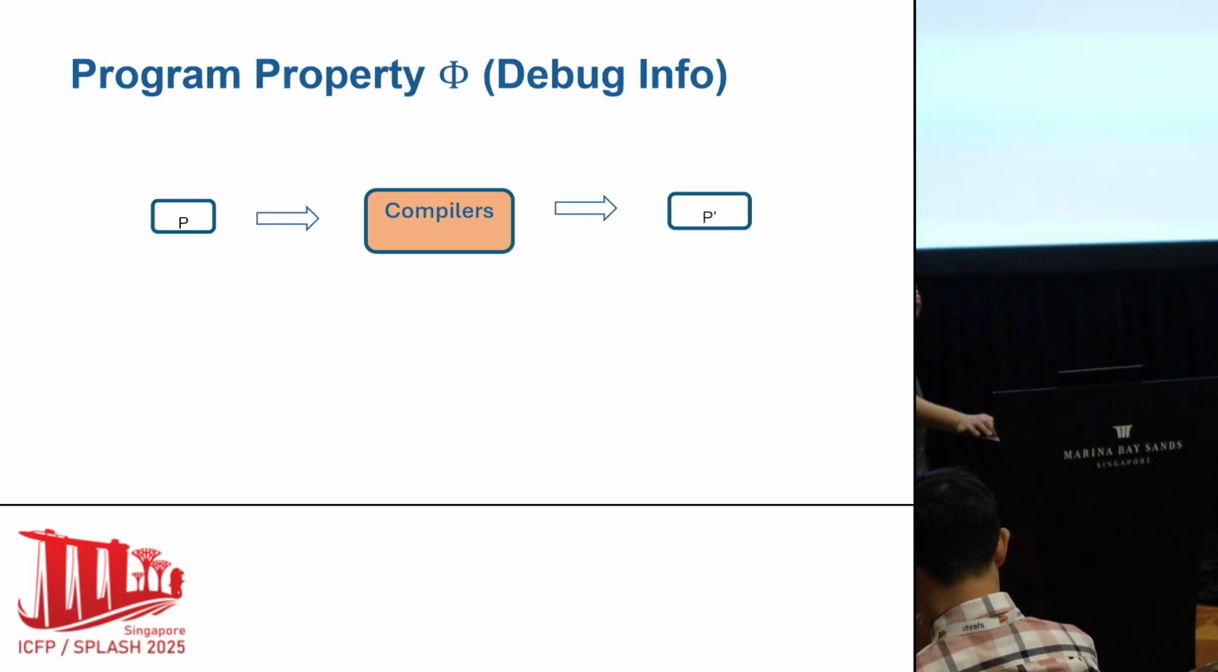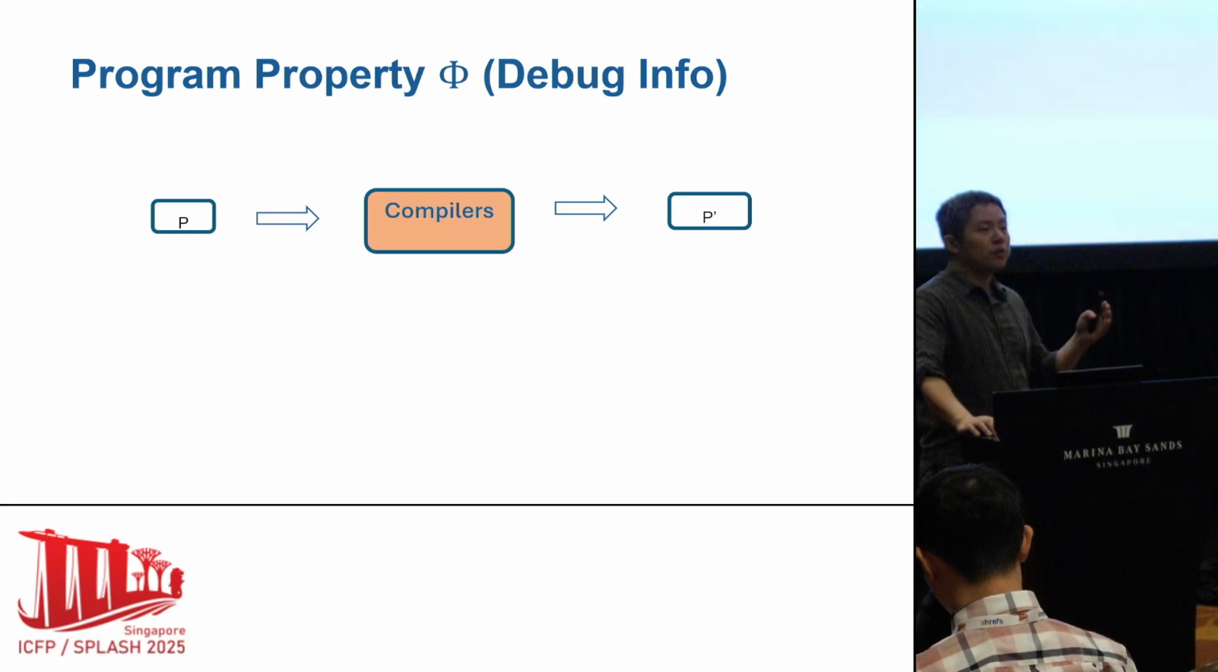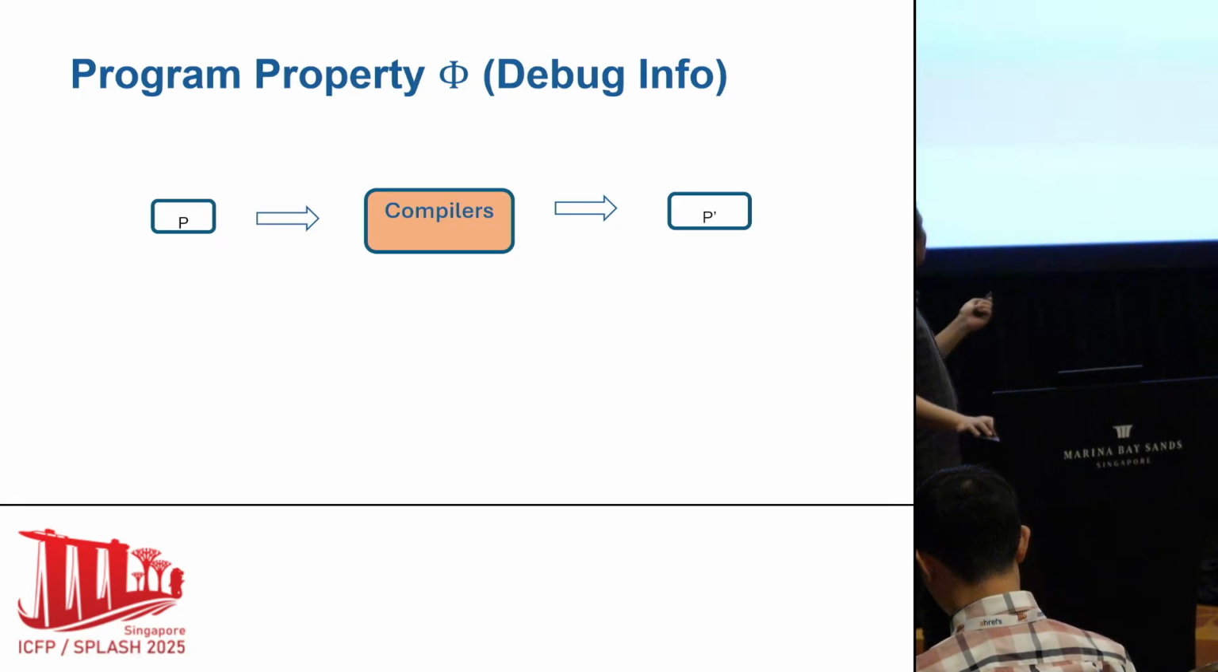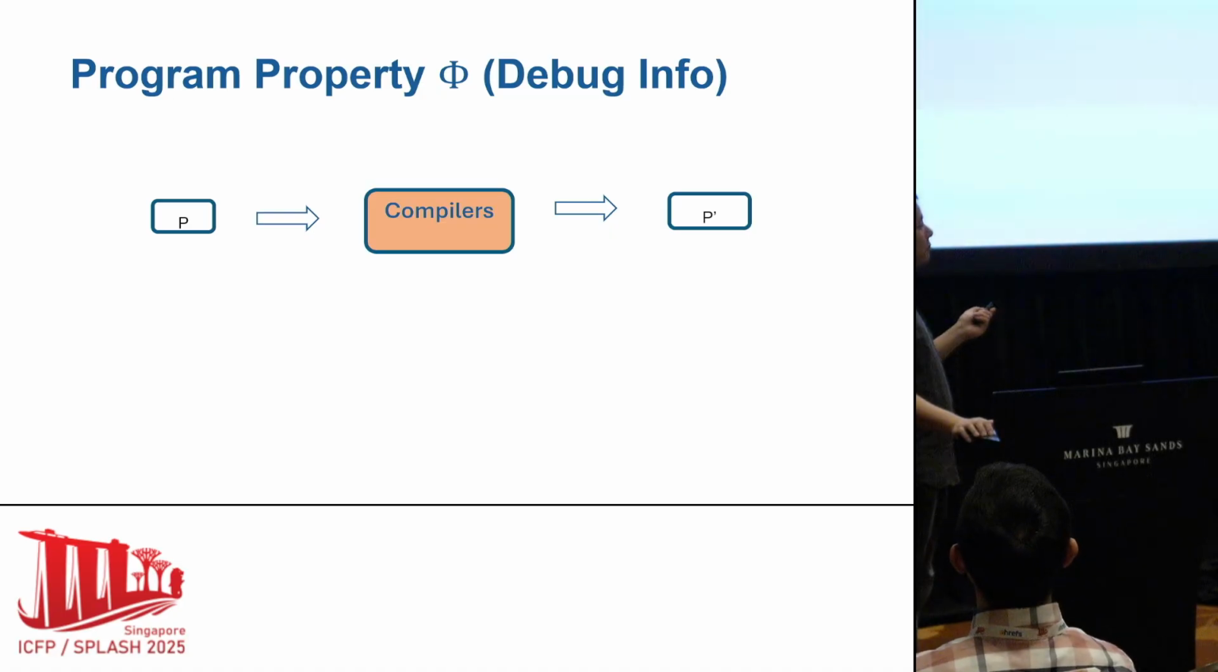Now let's take a look at the program properties associated with debugging information. So in this case, we have two programs. P is the unoptimized binary, and P prime is the optimized binary. And you want to perform source code debugging on both binaries, where both binaries are generated from the same piece of source code program. Okay, that's the basic setting. And as we discussed, we are interested in validating the program property with respect to debugging information, meaning that the compiler has already generated the debugging information in P and P prime.